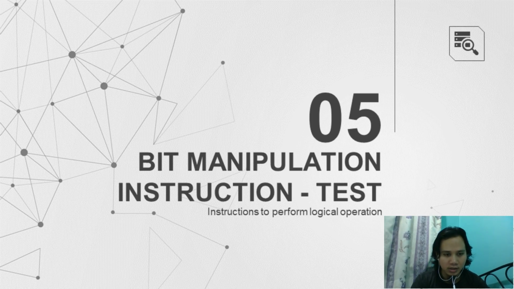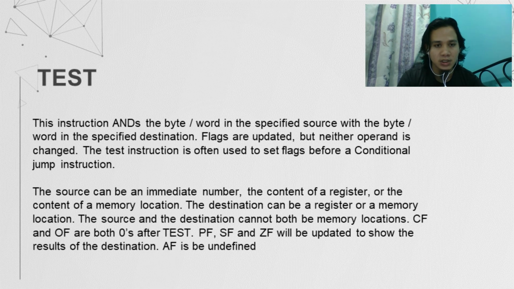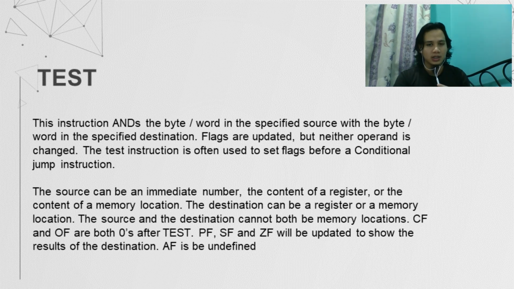And for the last part, we have the bit manipulation instruction with code TEST, an instruction to perform a logical operation. The test instruction ANDs the byte or word in the specified source with the byte or word in the specified destination. Flags are updated but neither operand is changed. The test instruction is often used to set flags before a conditional jump instruction.